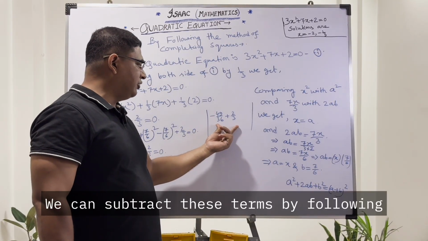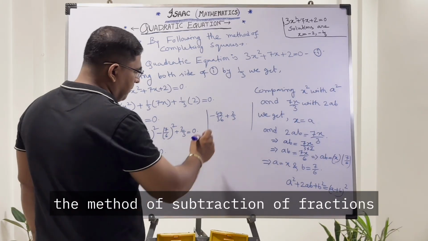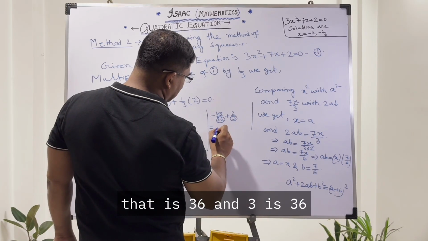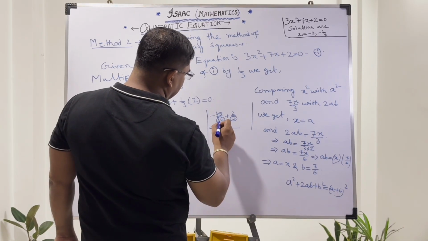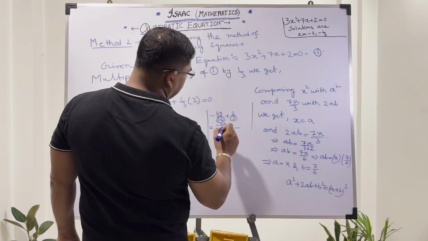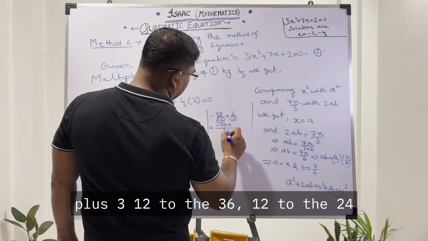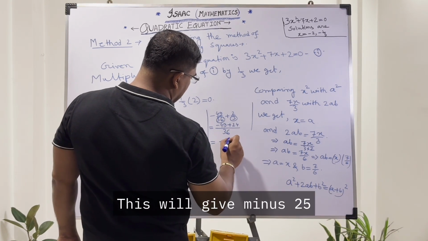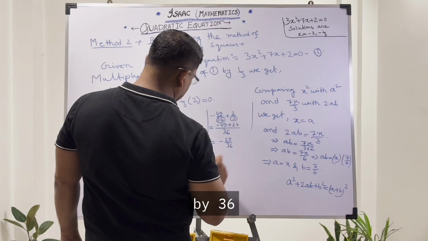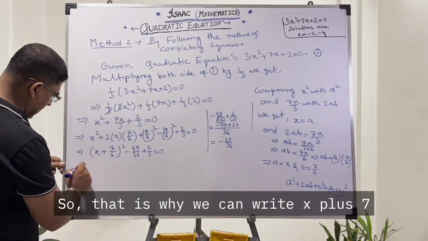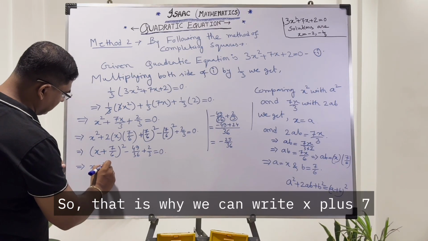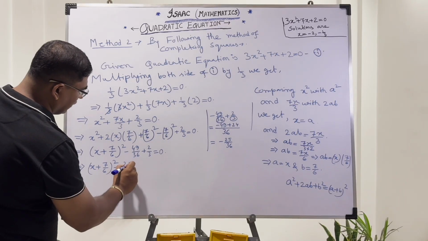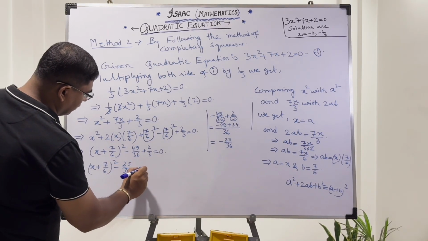We can subtract these terms by following the method of subtraction of fractions. The LCM of these denominators, that is 36 and 3, is 36. That is why in the numerator, minus 49 plus 3 12s are 36, 12 2s are 24. This will give minus 25 by 36. So that is why we can write x plus 7 by 6 whole square minus 25 by 36 equals to 0.